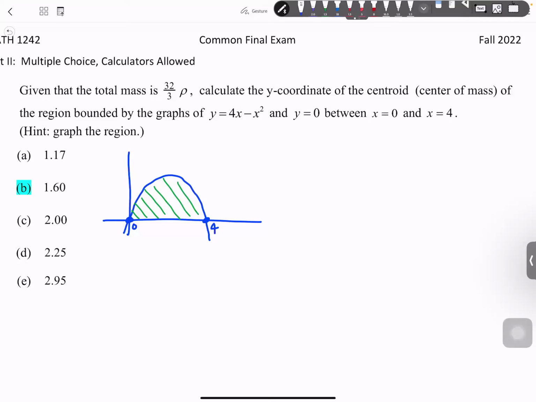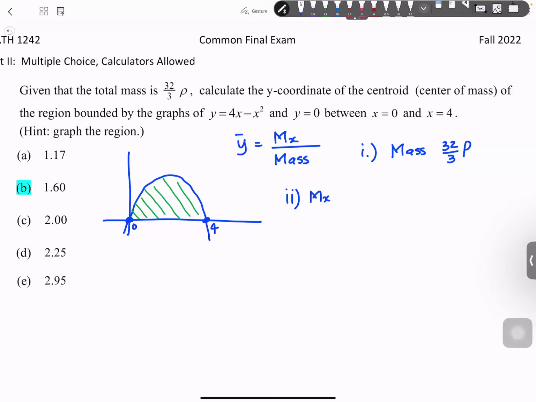All right, so we are asked to find y bar, which I know is the moment about x divided by the mass. So these are two things that I need to go find. Number one, the mass is given. The mass was provided in the problem. This is 32/3 times rho. The second thing that I need to find is the moment about x.